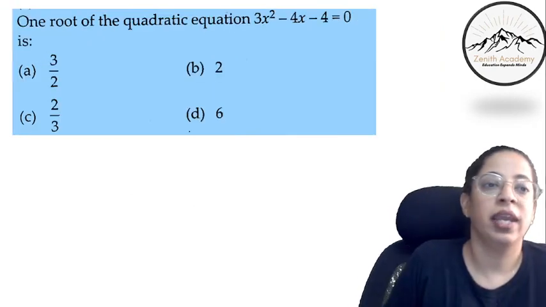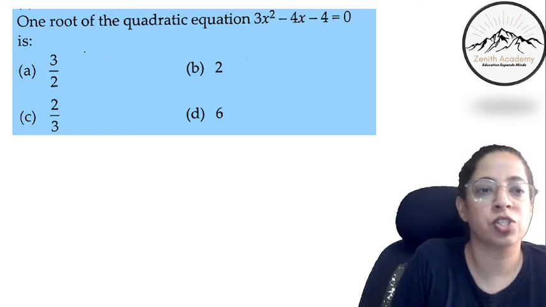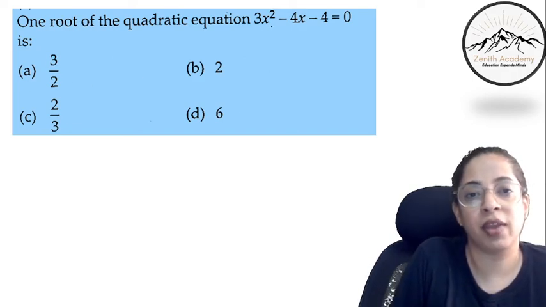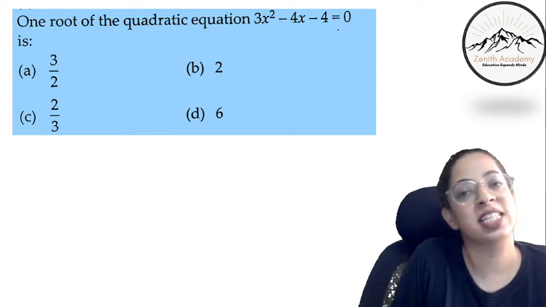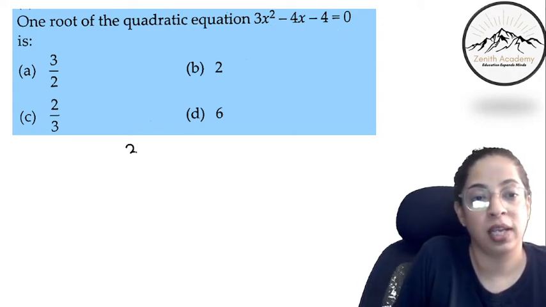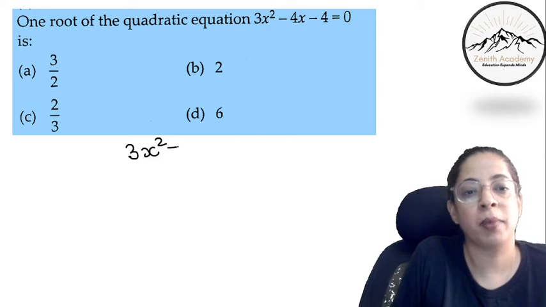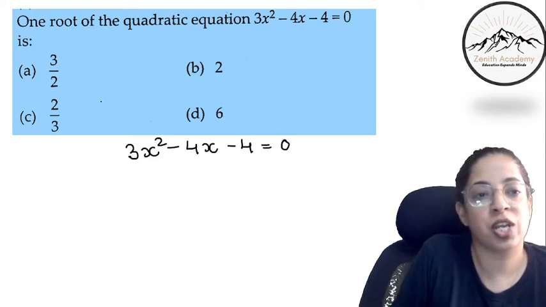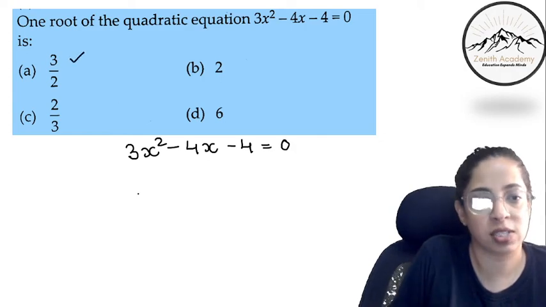Now see, if one root of the quadratic equation is, okay, so again the same thing, you have to put all these values in the place of x and see whether left hand side is equal to right hand side or not. See, 3x square minus 4x minus 4 is equal to 0. Let's check by taking 3 by 2 first.